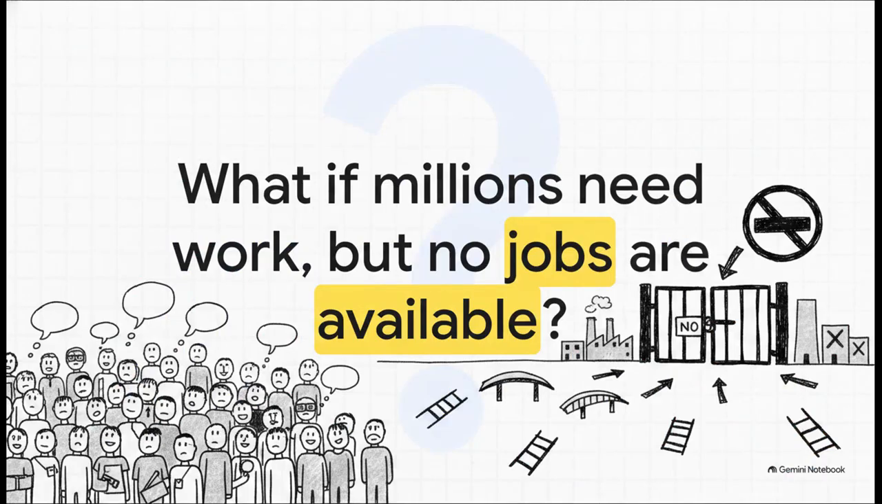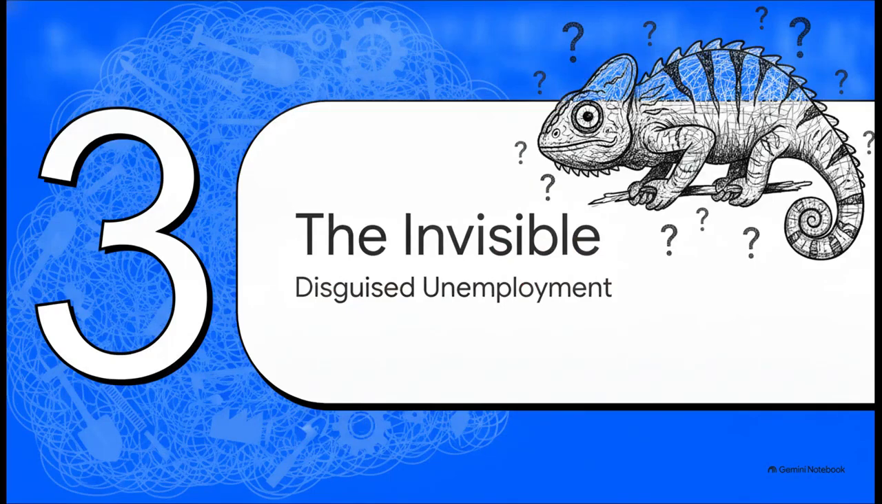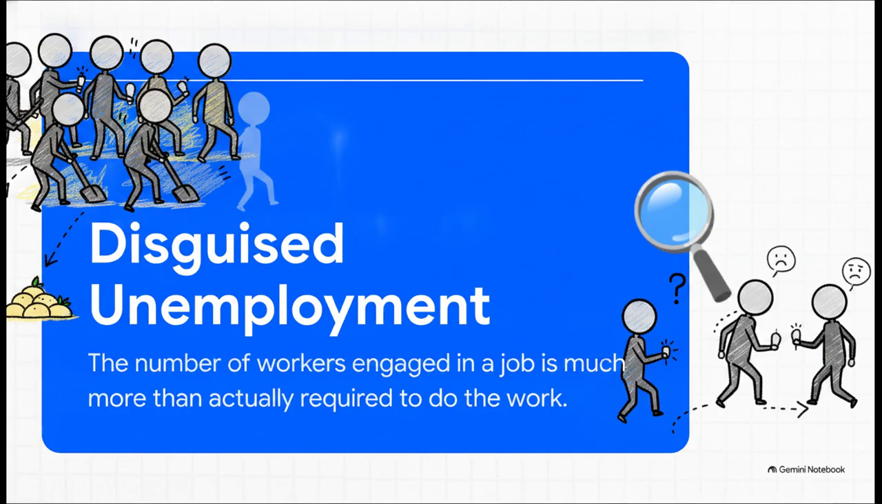So I want to pause here for a second and ask you, what happens when millions of people need work? The population is booming, but there are simply no open jobs available because of that structural deficit we just discussed. Where do they all go? Well, they don't just disappear, they adapt. And this perfectly bridges the gap to the hidden realities we're about to uncover. That brings us to section 3, the invisible or disguised unemployment. Disguised unemployment, which is also aptly called hidden unemployment, happens when more workers are engaged in a job than is actually required to do the work.